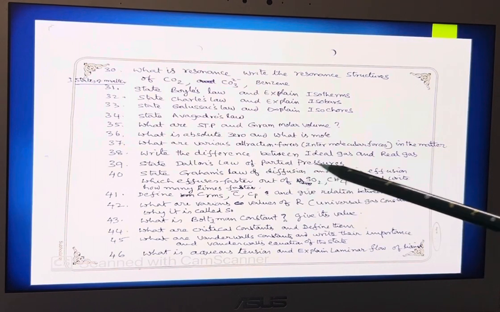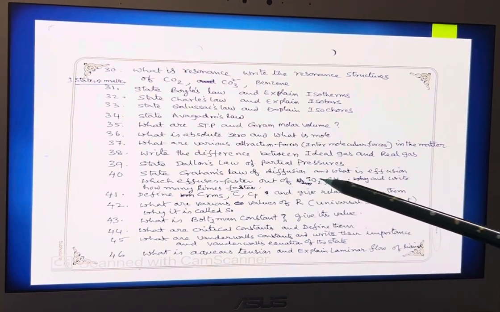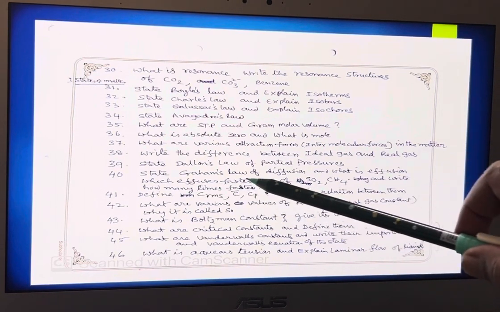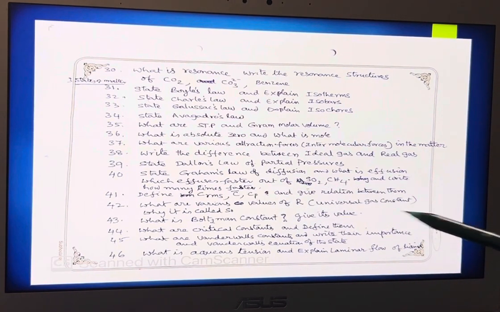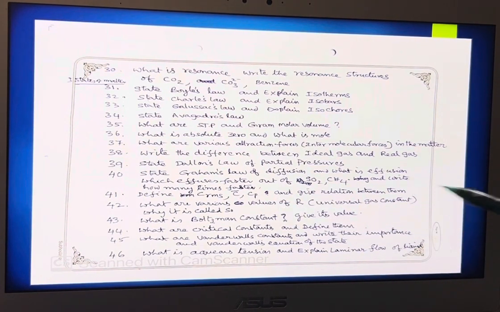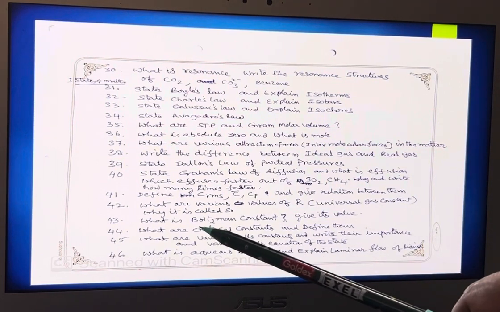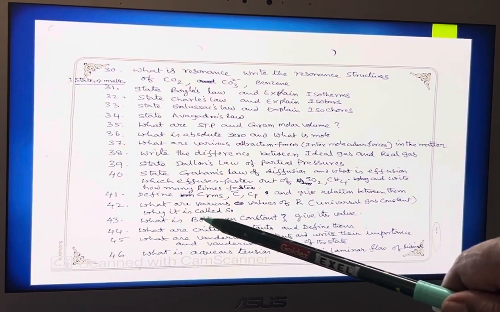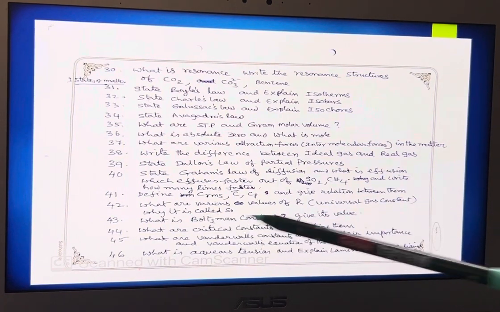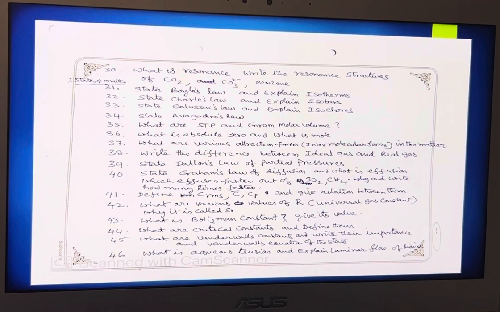State Dalton's law of partial pressures. State Graham's law of diffusion. What is effusion? Which effuses faster out of SO2 and CH4, and write how many times it is faster. Define CRMS, C bar, Cp and give relation between them. What are various values of R, universal gas constant? Why is it called so? Why is it called universal gas constant?